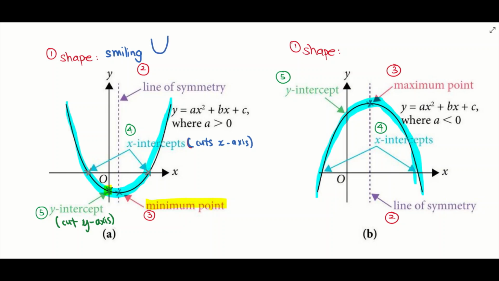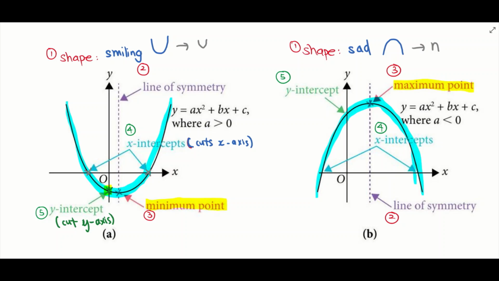Sometimes if you don't want to call it smiling, you can also draw this shape of the curve. The other one will be the sad face. So take note that there's one curve that looks like the letter U, and one curve that looks like the letter N. And we will discover when it is a smiling face and when it is a sad face in the lesson.